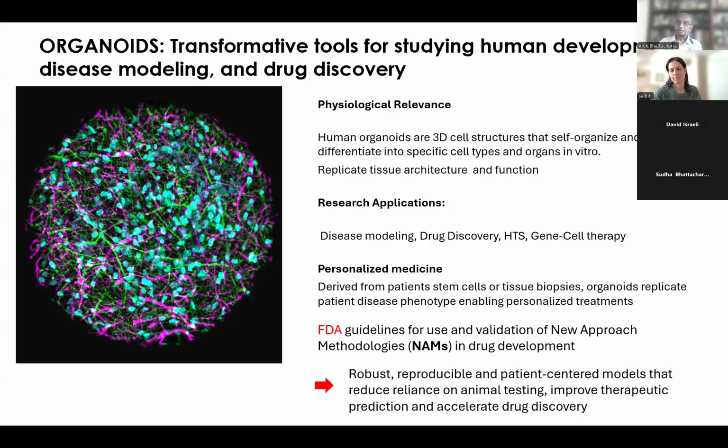But most importantly, because we can derive those structures from patient cells, we can go towards a personalized medicine, meaning that we can generate organoids which recapitulate the patient's disease, because they will carry the disease, the genetic mutation of the patient.